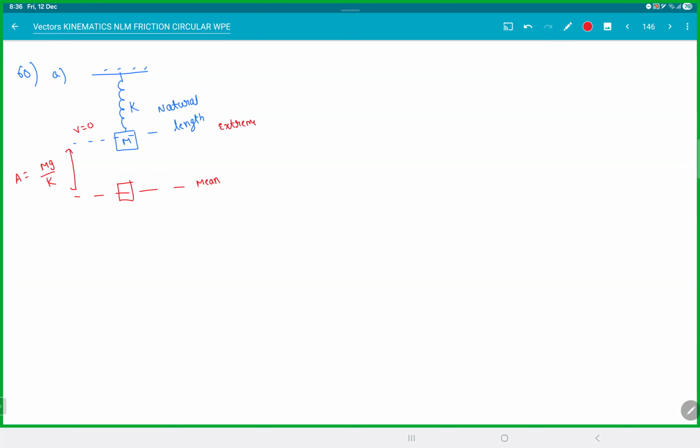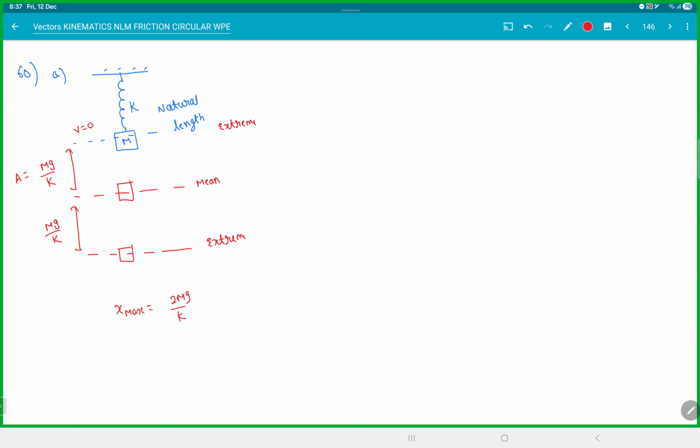You're getting it? There's no need to do anything. Directly you can see and tell everything. So this will go somewhere till here. This is your another extreme position. That must be another mg by k. Therefore, maximum elongation is 2 mg by k. You can use conservation of energy and do it, but with SHM it is faster. Amplitude is mg by k.